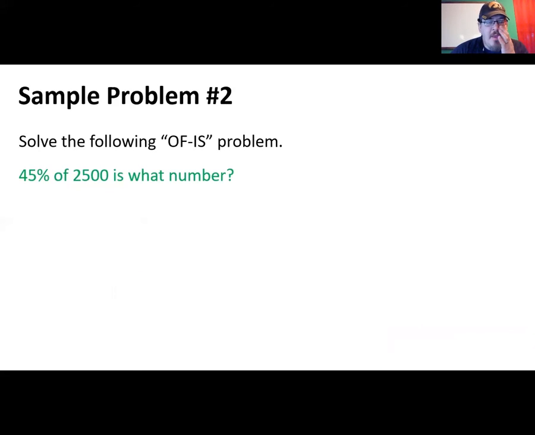Okay, problem number 2, another of-is problem. This time, what we've done is we've switched around where the numbers are and what we're looking for. So this time the problem says 45% of 2,500 is what number? Again, same general format in terms of what the blanks are and what we're going to fill in. Of means times, is means equals, and then we fill in the blanks with the values as appropriate. So 45% is going to go in the first blank, 2,500 in the second blank, and then the what number, that's our unknown, so that's going to be our variable, in the third blank.